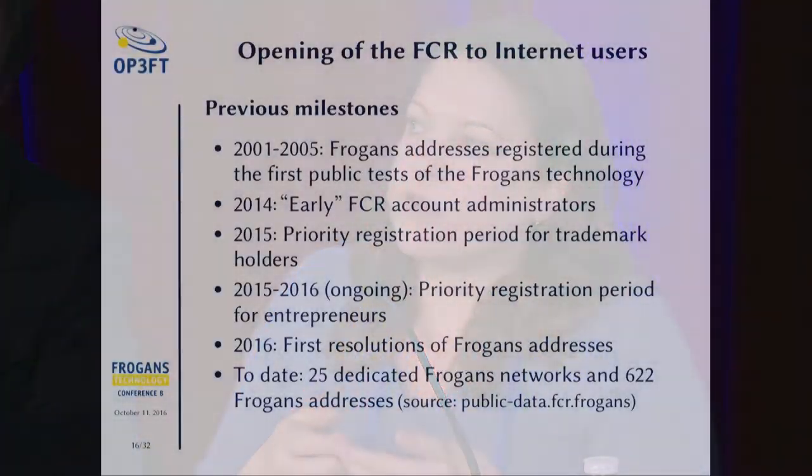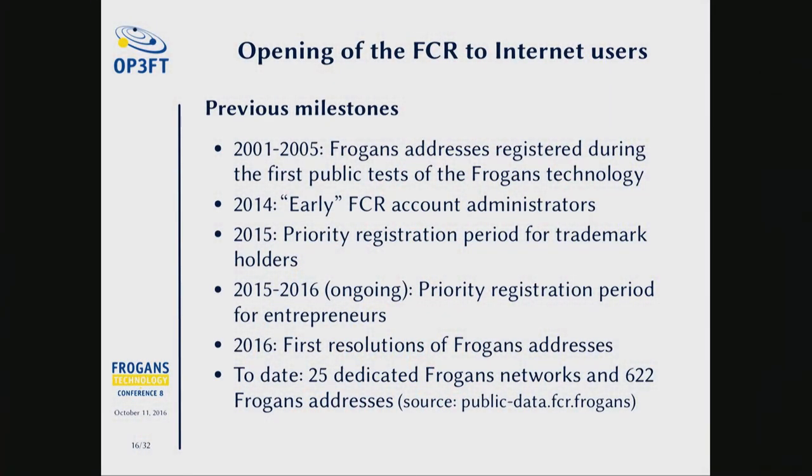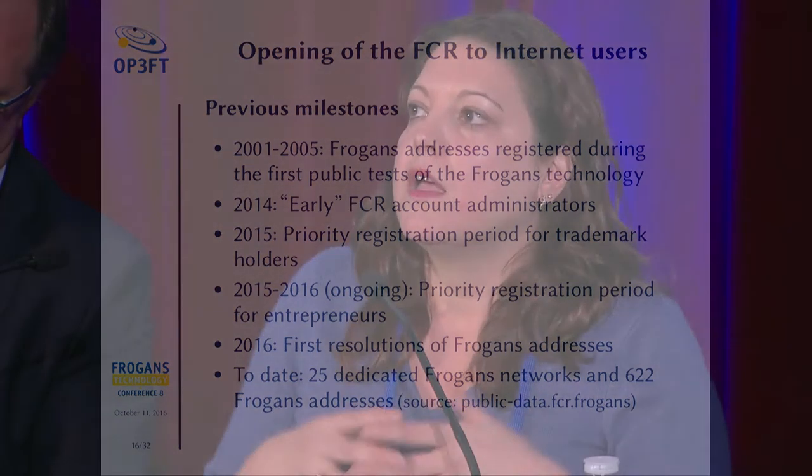Well, it's not yet open to internet users, but we did open the FCR in 2015 when, between April and June, we had this priority registration period, and this priority registration period was targeting brand holders. So those who hold rights to brands had a possibility to register their brands as network names. Like Amazon, for instance, they registered Amazon Asterix, and they did that during this priority period.